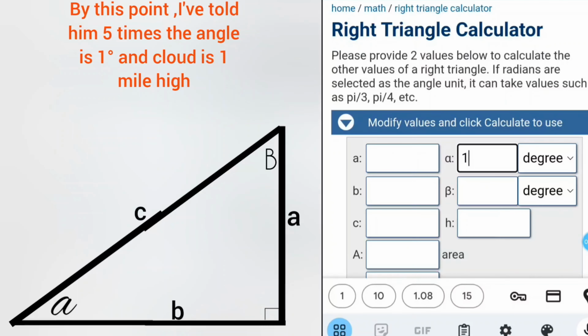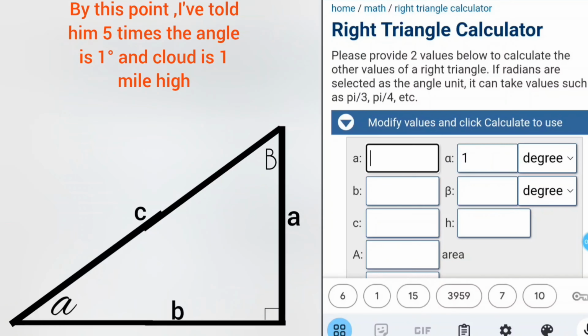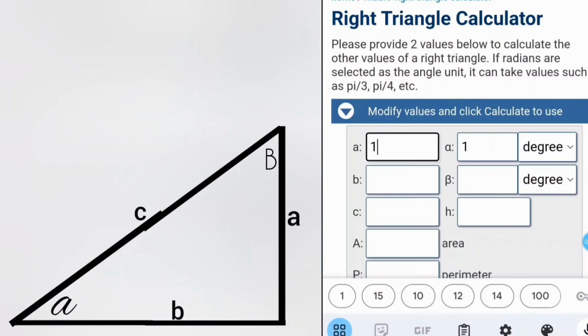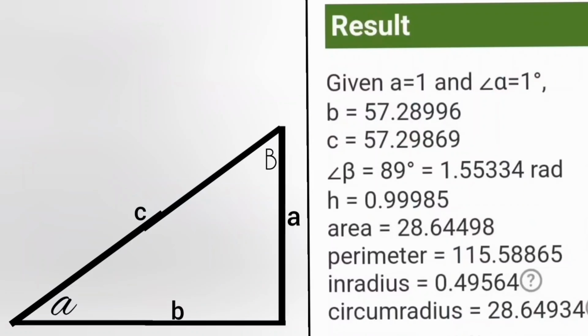So anybody who's ever used the triangle calculator knows he's playing games. For angle A, which is the observer angle, I put 1 degree, which he quoted. And then for side A, the opposite side, the height of the cloud, I put 1 mile. And you get 57 for B, the baseline, the adjacent. So he's just playing games, dodging the point.